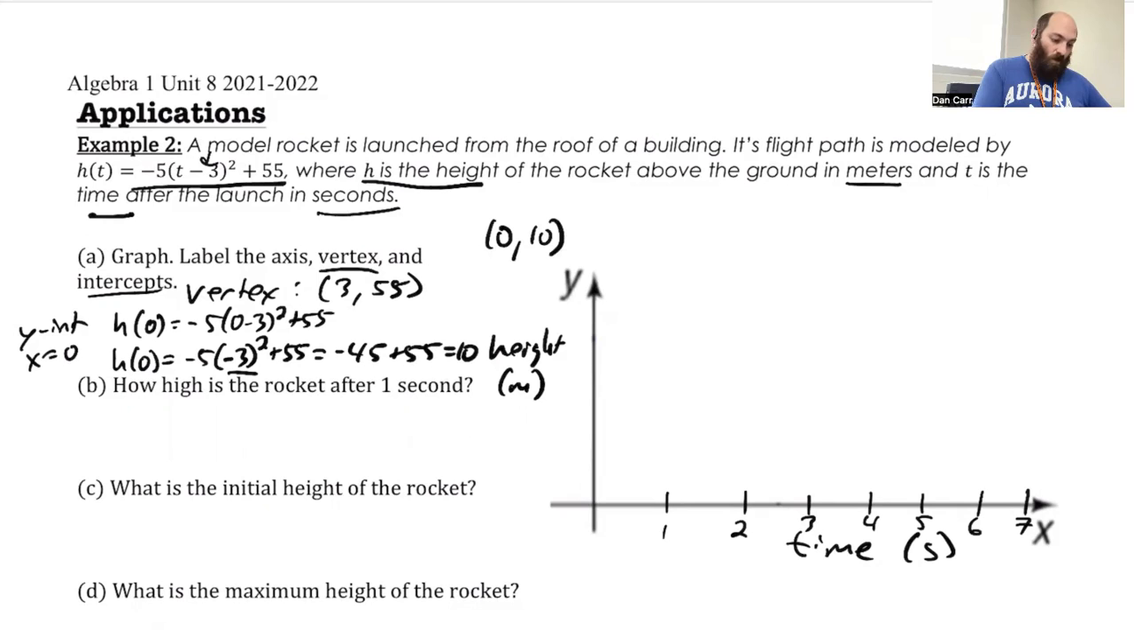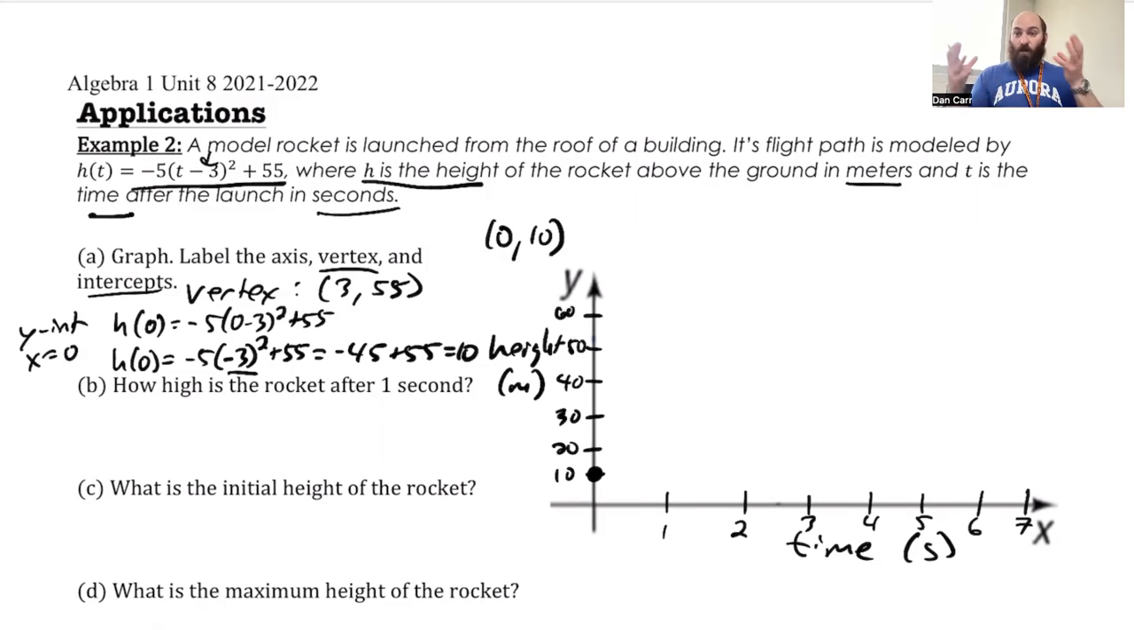Okay, so I know the maximum is 55. I got starting at (0, 10). So let's go tens again. 10, 20, 30, 40, 50. Okay, so here's my first point. After 3 seconds, we're at 55. We'll go up to 60 here. So we know that's right here in the middle. Okay, so there's my vertex.